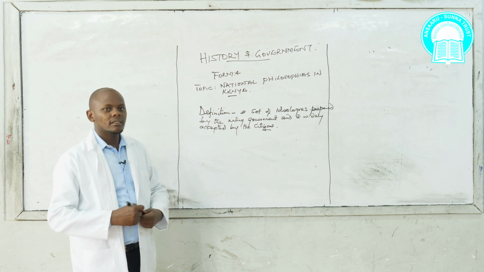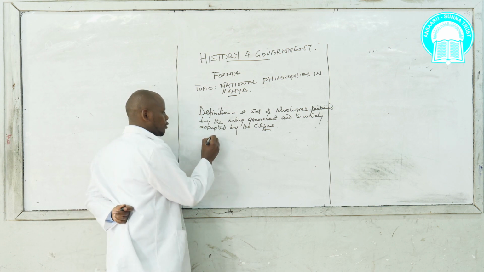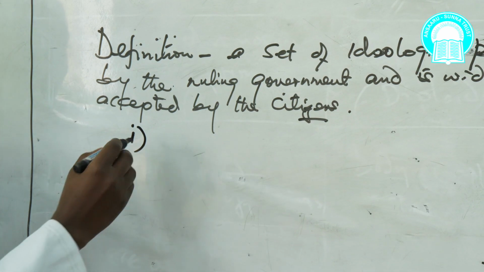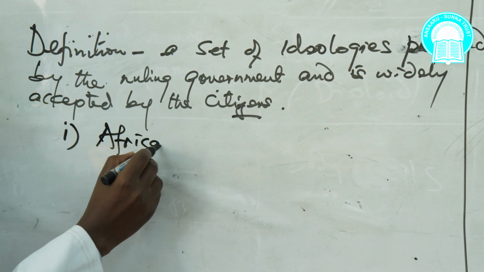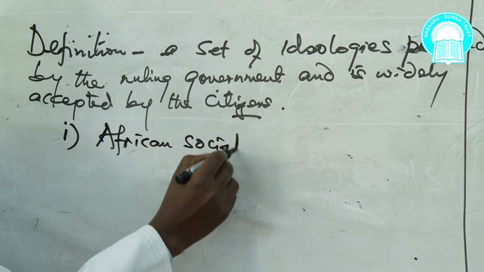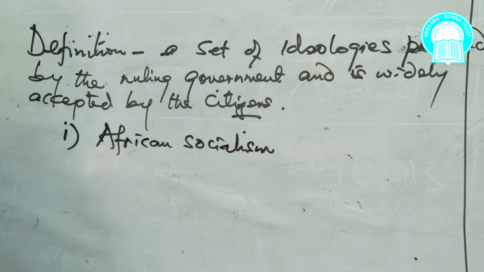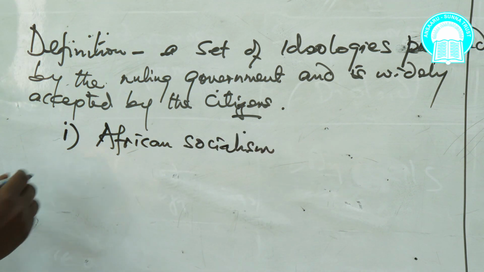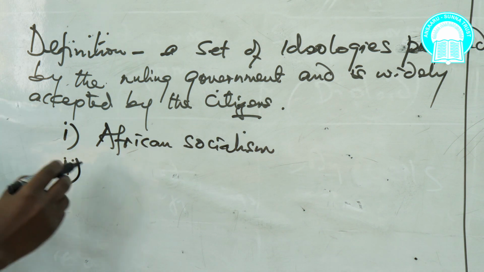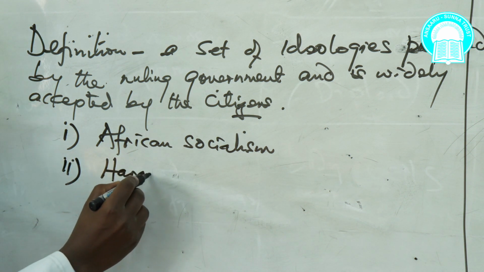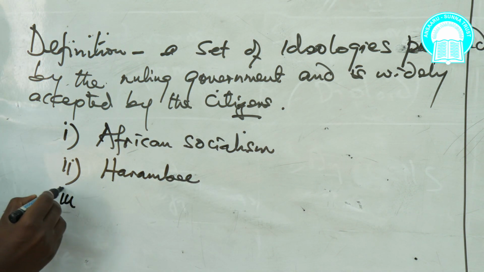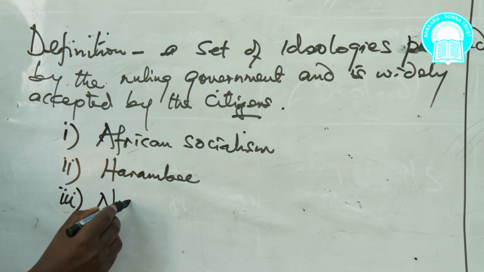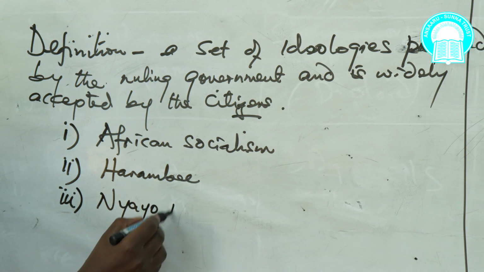In this topic, we have already looked at two philosophies, that is African socialism. African socialism is one national philosophy that we discussed. The second is Harambee. Harambee is our next philosophy. And finally, we are going to look at the Nyayo philosophy.